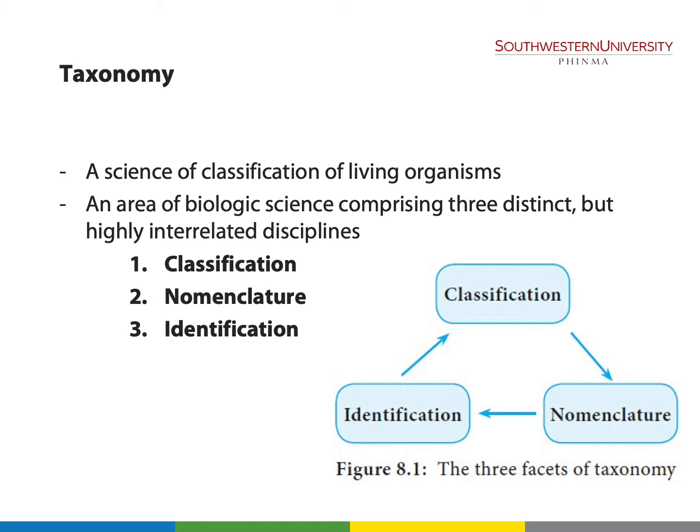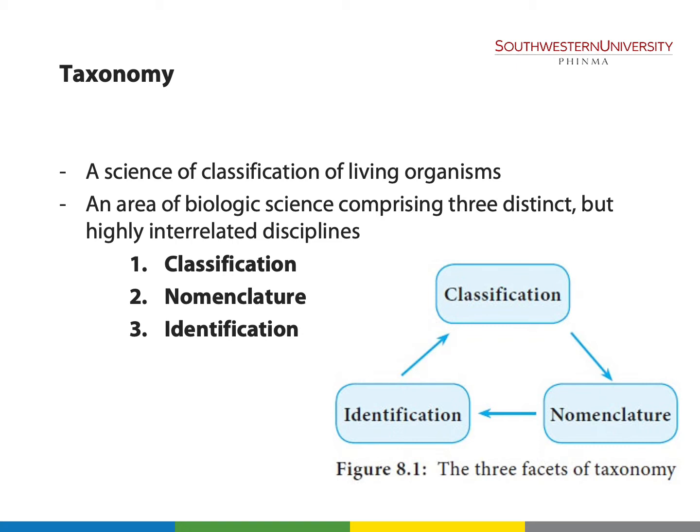So it's an area of biologic science comprising three distinct but highly interrelated disciplines. So what are these three disciplines? You have your classification, nomenclature, and identification. Classification is defined as the arrangement of the organisms into taxonomic groups on the basis of similarities or relationships. This may include the kingdom, the domains, the phyla, and the rest. We'll discuss this on the next slide.